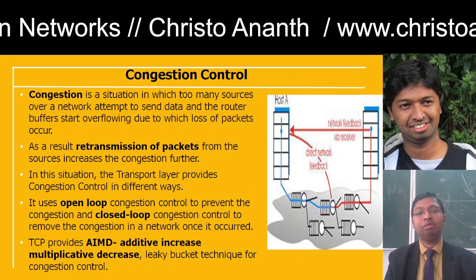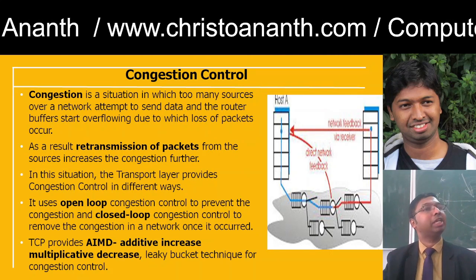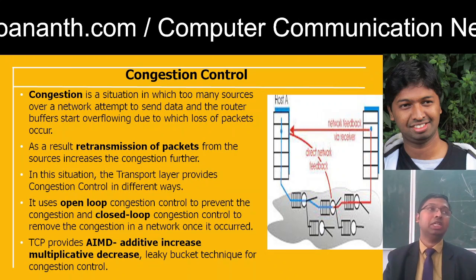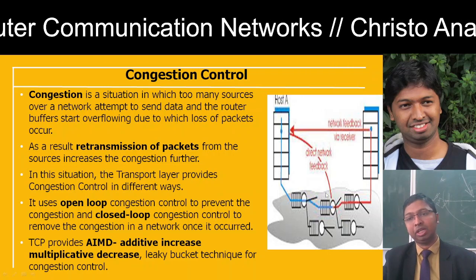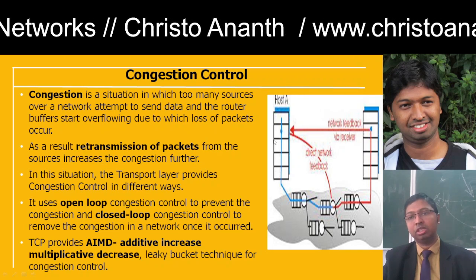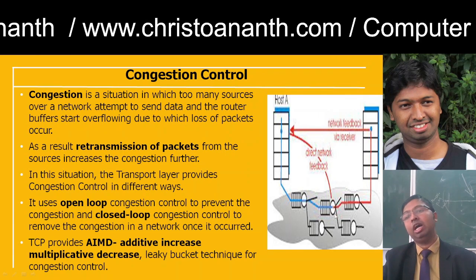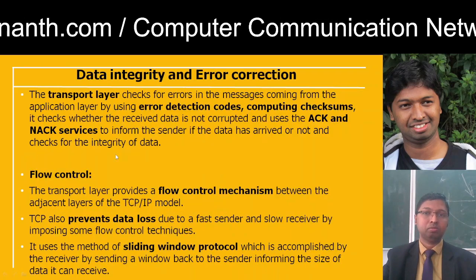Here we'll be using AIMD, additive increase multiplicative decrease, and you can use the leaky bucket technique for congestion control. If you can see, host A is going to transmit packets at the same time. Here the network feedback is achieved through the receiver, and direct network feedback is achieved across the packet transfer.